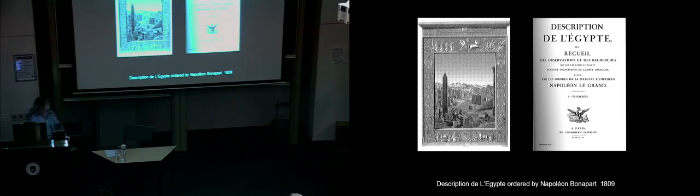So we have here the frontispiece and the title plate of the Description d'Egypte, ordered by Napoleon from the imperial printers, and it shows us also the aspects of Alexandria and Philae that were recorded at the time.